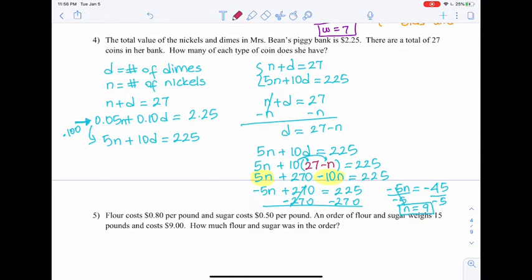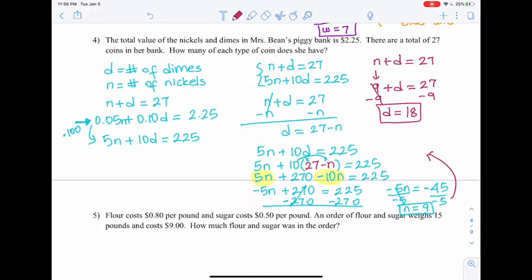Let's use this space to find out how many dimes we have. So let's use the first equation, n plus d is equal to 27. Let's substitute 9 for n and solve it for d. If you subtract 9 from both sides, we will have the number of dimes, 18.